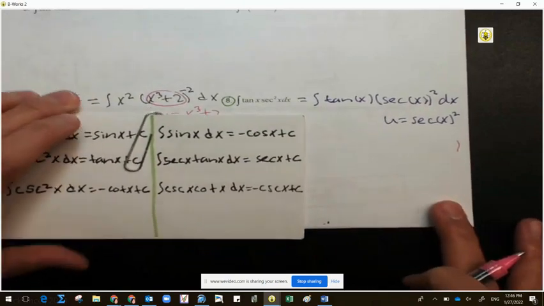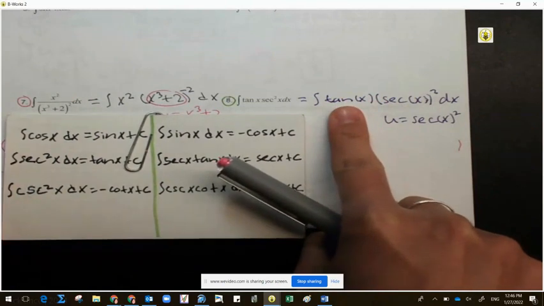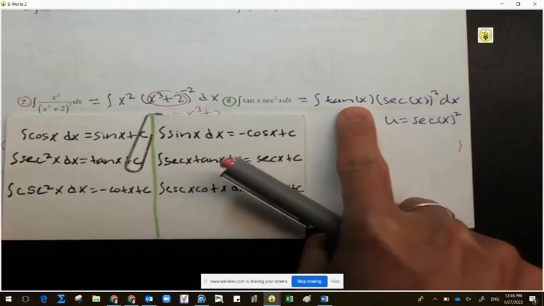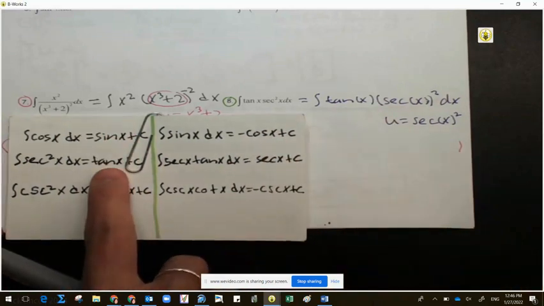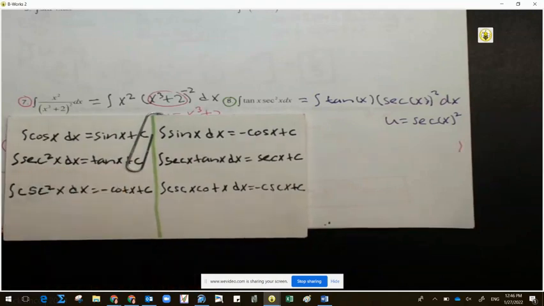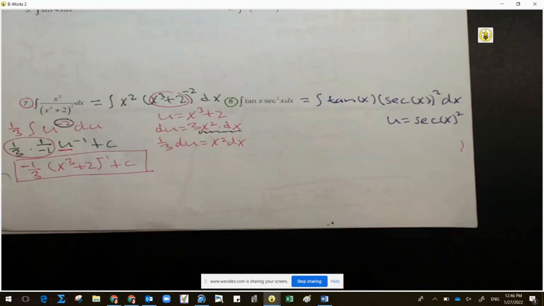It's not that pretty, but that's okay. So on this one, if I make u equal tangent, what is the derivative of tangent? Okay, let's go backward. Derivative of tangent is secant squared. So what should I make u equal to create a secant squared? Tangent.